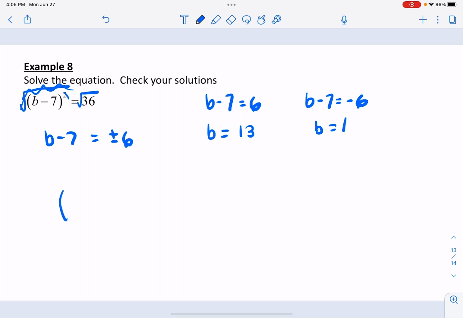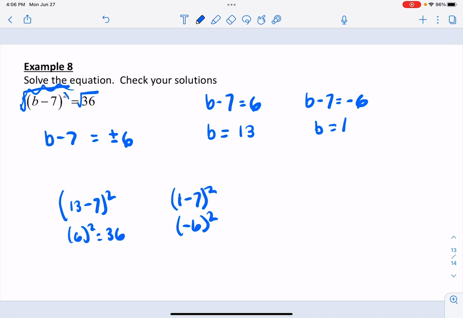So I plug in 13 minus 7 squared. Well, that's 6 squared. That's 36. 1 minus 7 squared. Well, that's negative 6 squared. Negative 6 times negative 6. That is a positive 36.